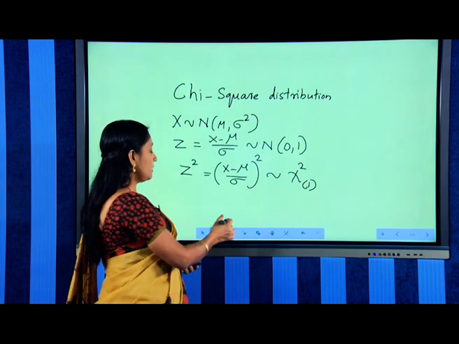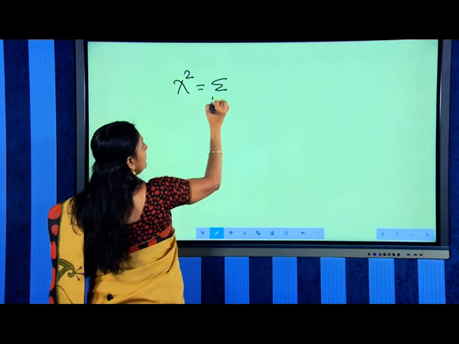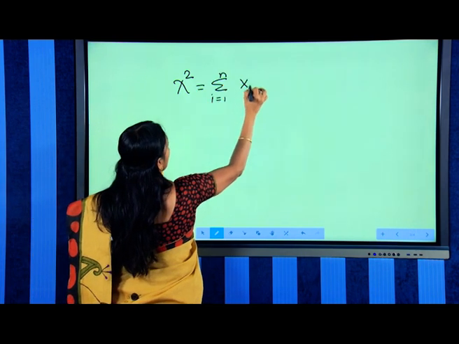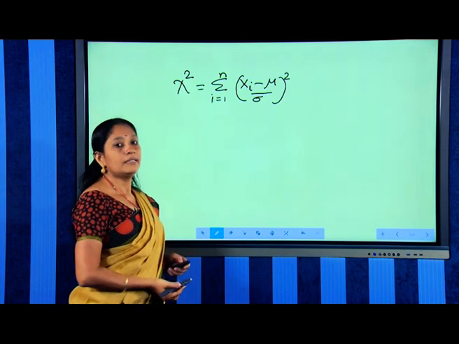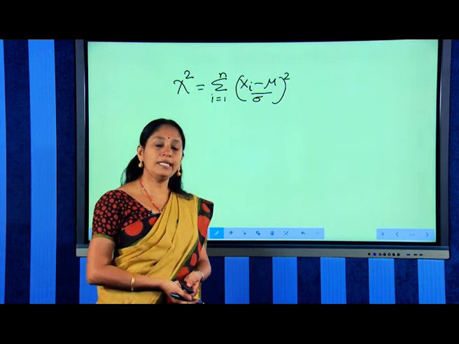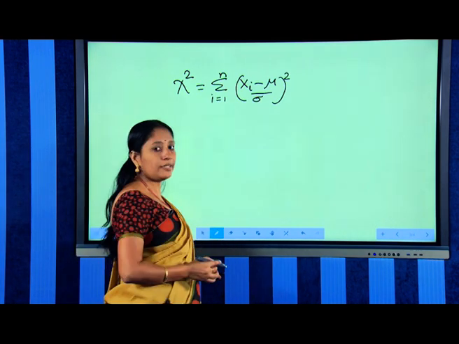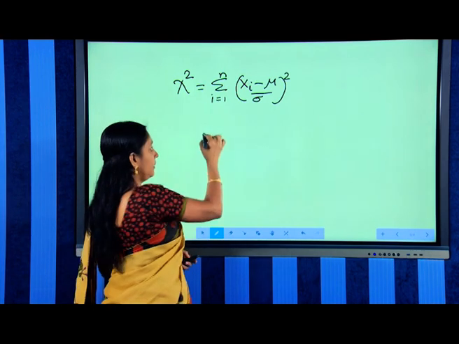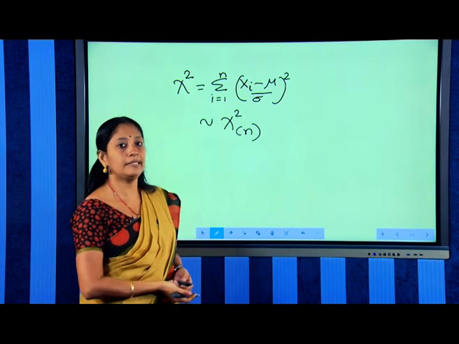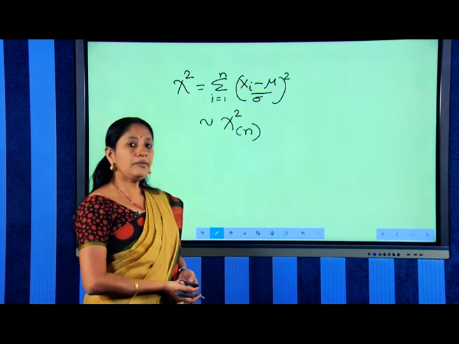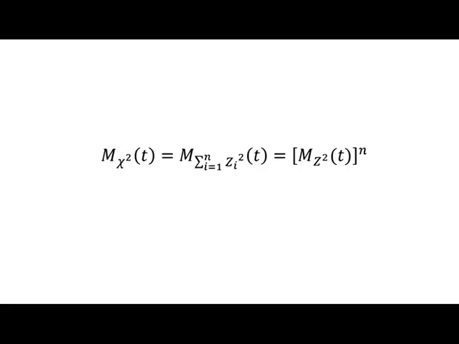When chi-square is equal to summation i is equal to 1 to n of x i minus mu by sigma the whole square, the new random variable, the sum of squares of n independent chi-square random variables, has a chi-square distribution with n degrees of freedom, and we denote it as chi-square with n degrees of freedom.